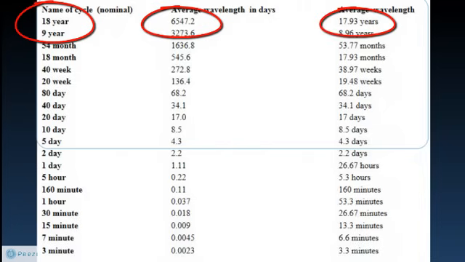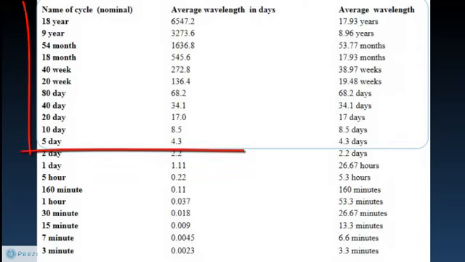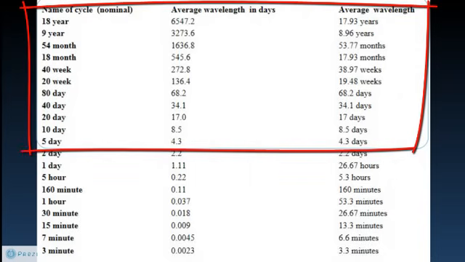We call that cycle the 18-year cycle because it's much easier talking about the 18-year cycle than it is talking about the 17.93-year cycle. If you look at this table, you will see the full list of cycles that Hurst defined. In fact, Hurst discovered and defined cycles from a length of 18 years down to 5 days.